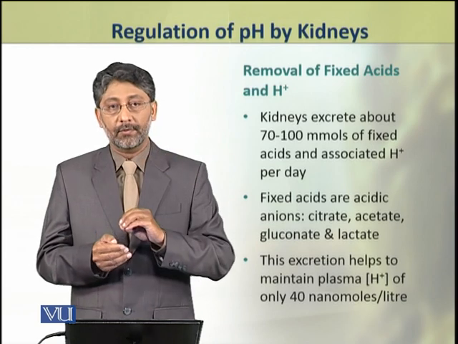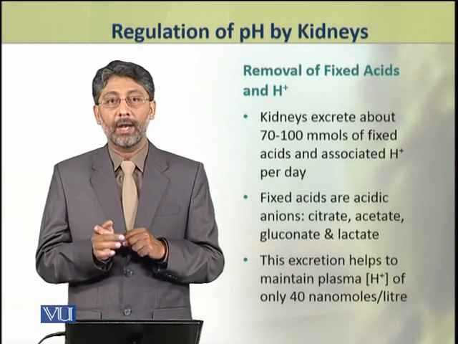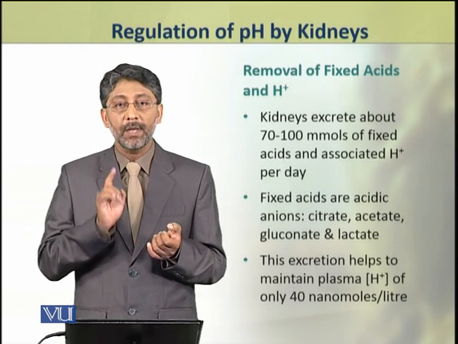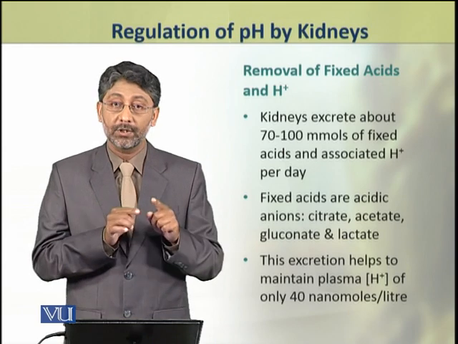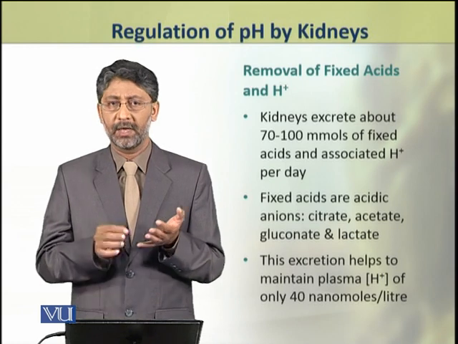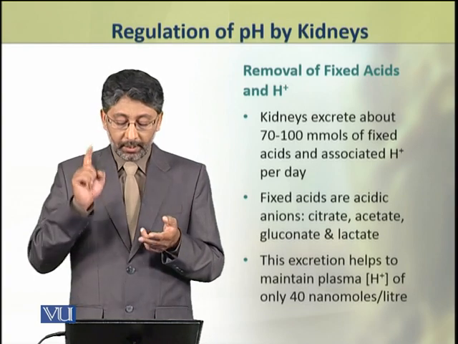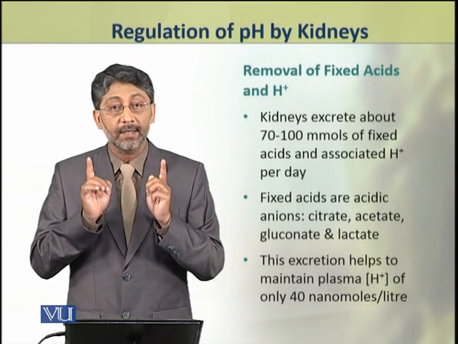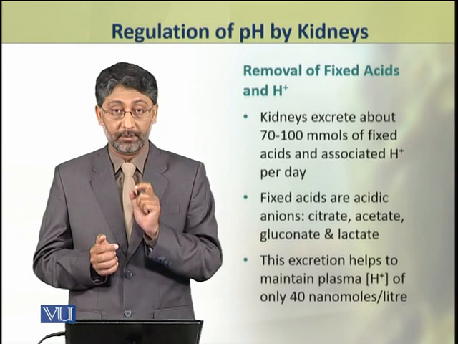Dear students, now we shall discuss the mechanism or process of removal of fixed acids and hydrogen ions. Kidneys excrete about 7200 millimole of fixed acids and associated acidic hydrogen ions per day. Fixed acids are acidic anions, that is citrate, acetate, gluconate, and lactate. This excretion helps to maintain the plasma hydrogen ion concentration of only 40 nanomoles per liter.